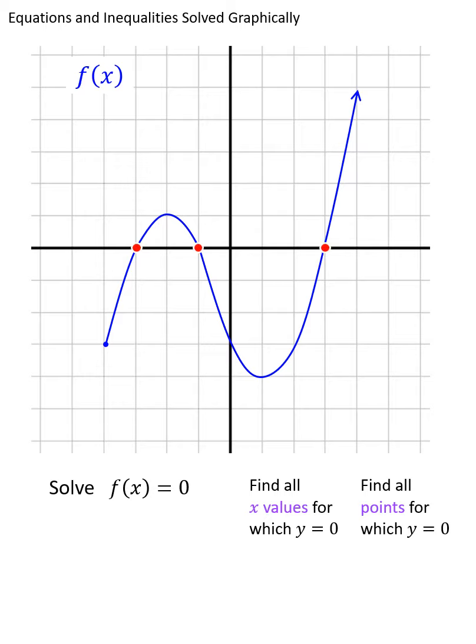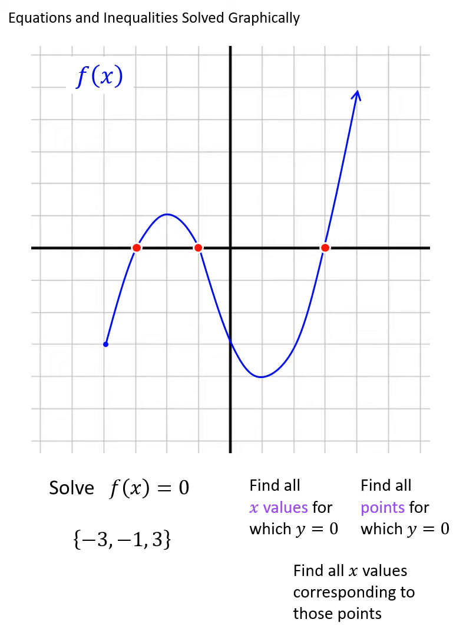Well, here are the 3 points on this function that have a y-coordinate of 0. But remember, I'm solving for x in this equation. So I want to find all the x values that correspond to these points whose y-coordinate is 0. And you can see just by looking at the graph that those x coordinates are -3, -1, and +3. So I'm going to express my answer this way.